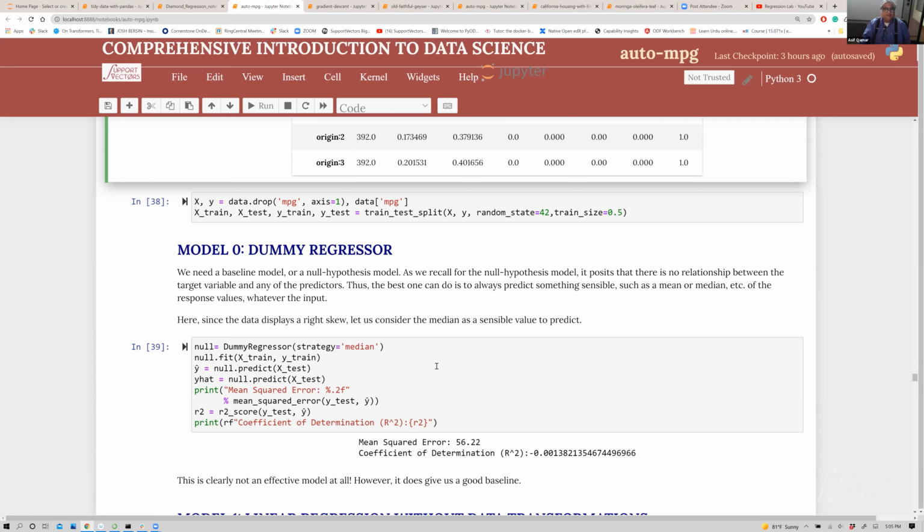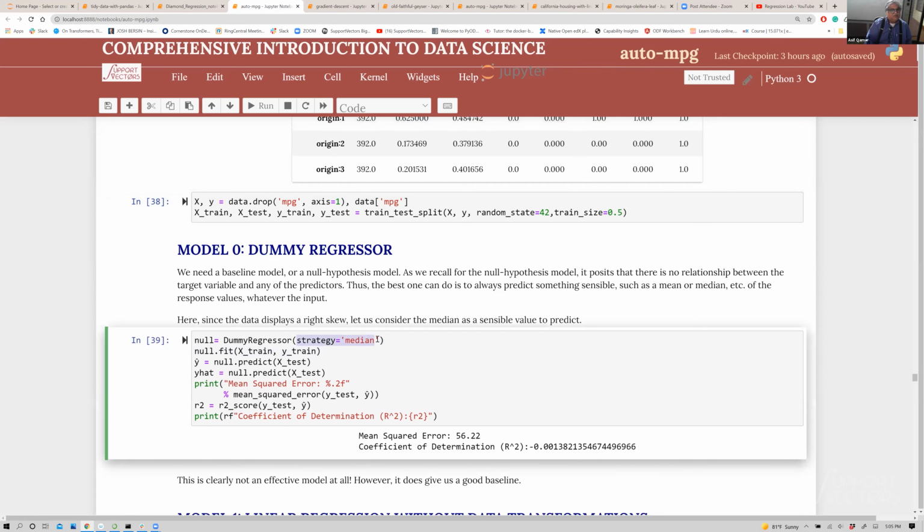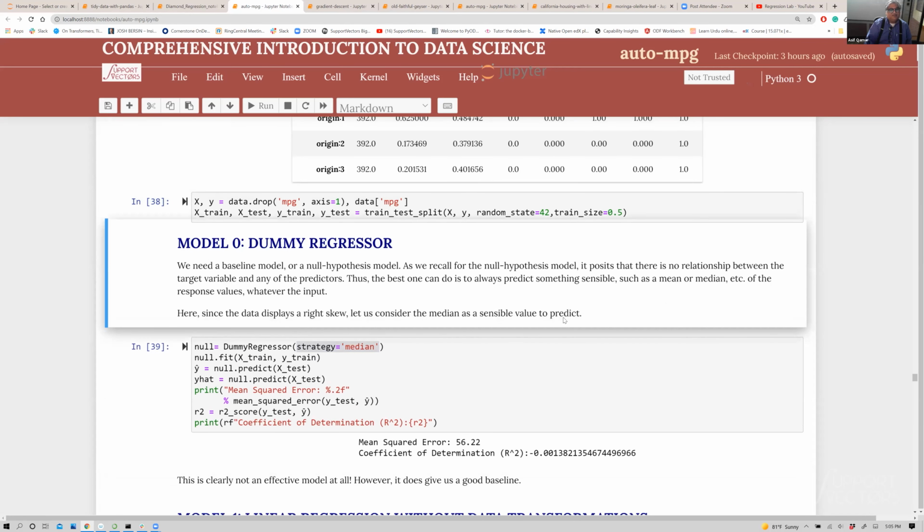Because it's the sensible thing. Because what does the null hypothesis say? There is no relationship between target and predictors. So the best prediction that you can have with the lowest sum squared error is just to return the mean. And so dummy regression is in that same category. You can return mean, median, mode, whatever it is. But here, just to emphasize the fact that there are multiple choices, I took median, not for any big reason. I noticed there was a small skew in the data, so I just took median.